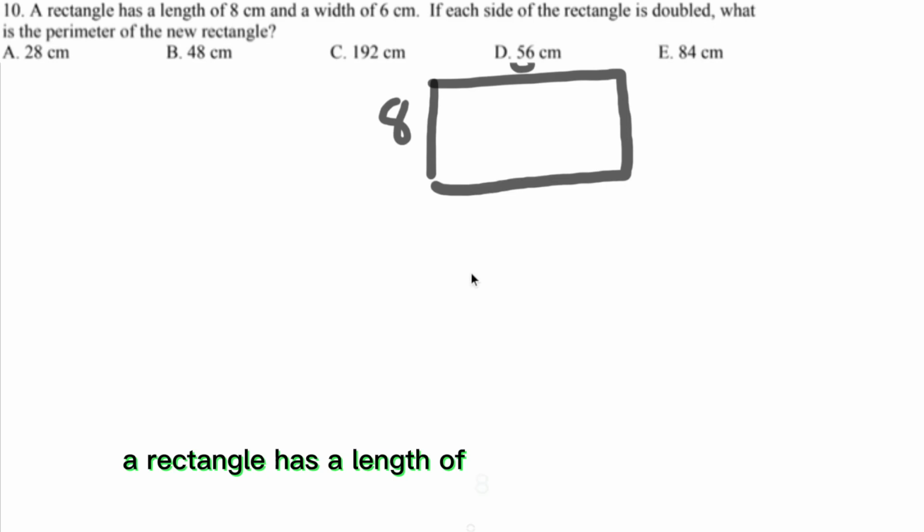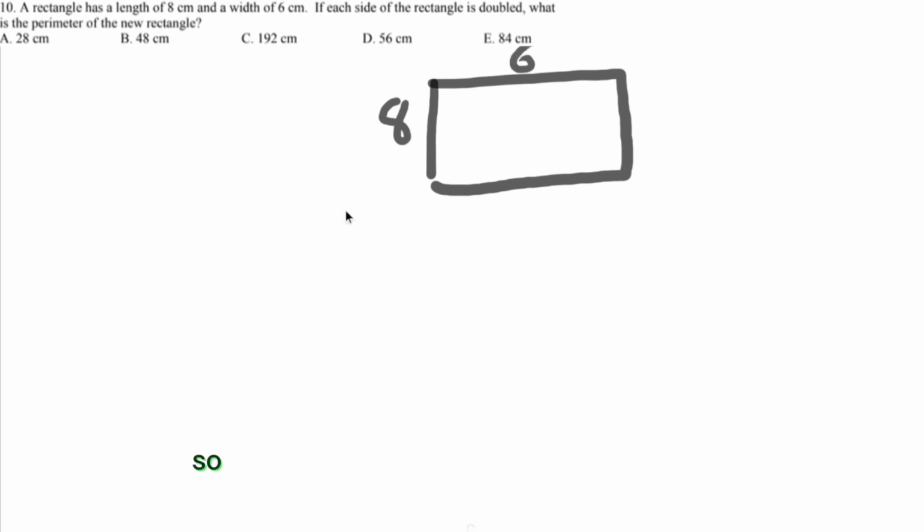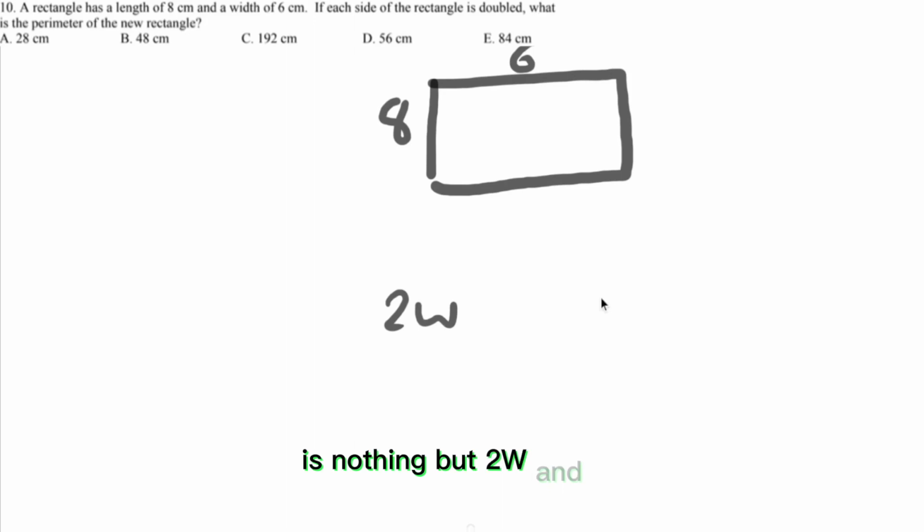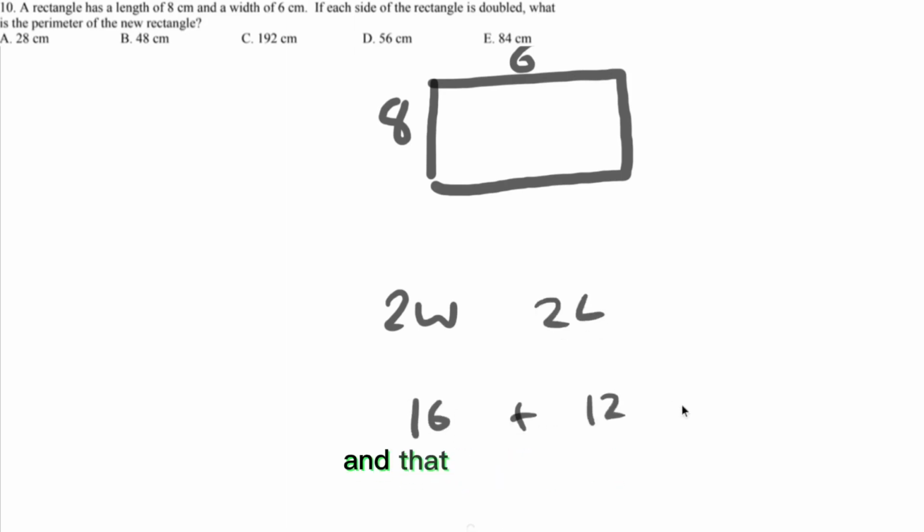Number 10. A rectangle has a length of 8 centimeters and a width of 6 centimeters. If each side of the rectangle is doubled, what is the perimeter of the new rectangle? So we know that the formula for perimeter is nothing but 2w plus 2l. So in this case, it's 16 plus 12, and that equals 28.